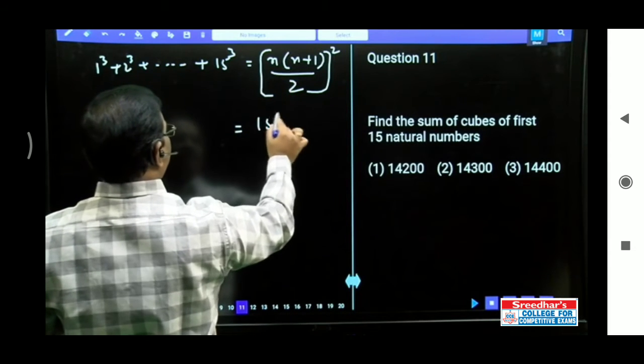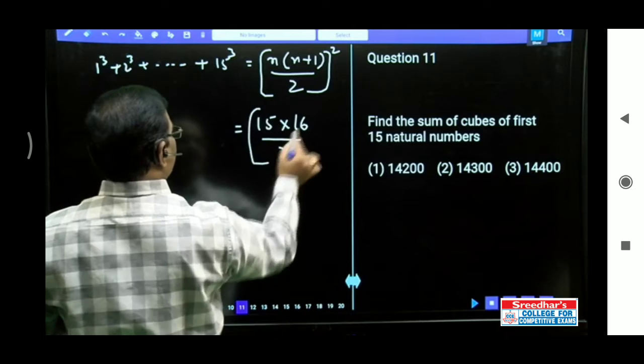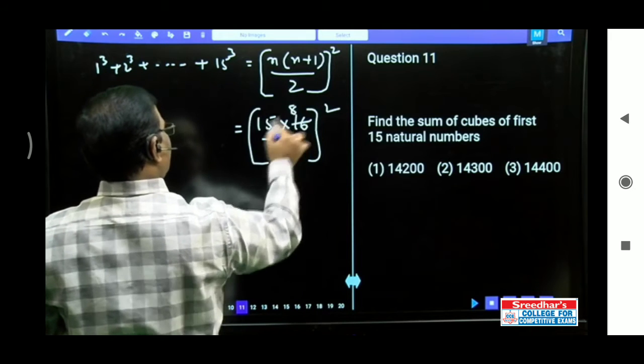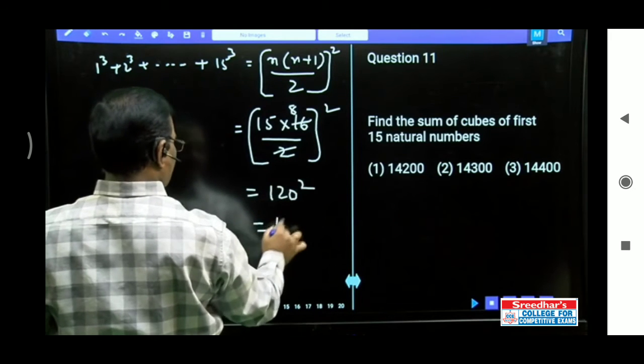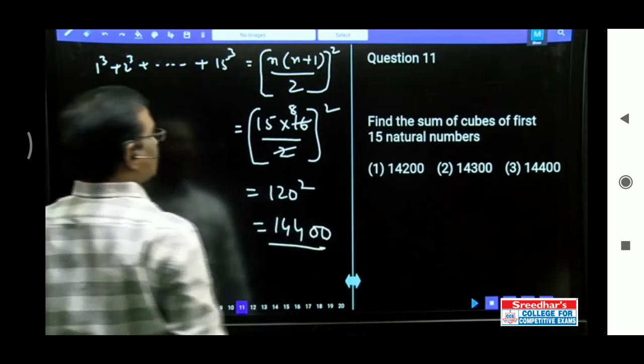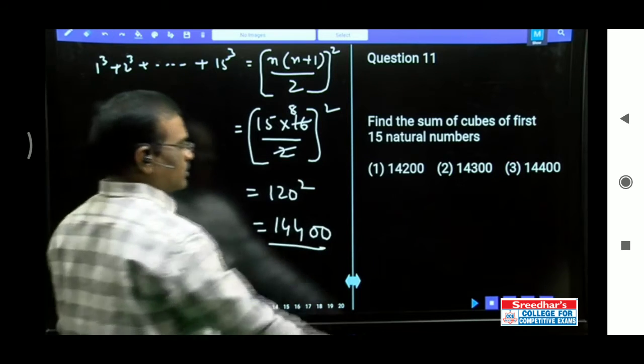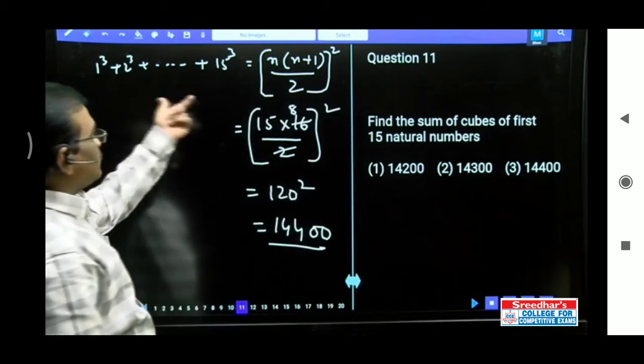n is equal to 15, plus 1 is 16, by 2 whole square. So the 2 దీంట్లో 8 times, 15 into 8 is 120 square అంటే 12 square 14400. Therefore 14400 that is the answer. Third option is the answer, 14400, sum of the cubes of the first 15 natural numbers.